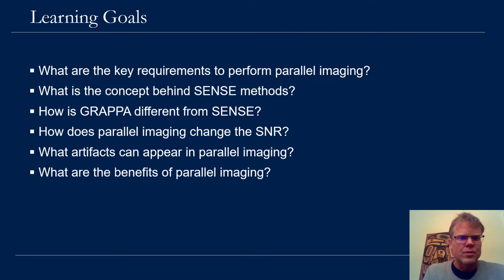So here are the learning goals for this chapter. We're going to go through what the key requirements are to perform parallel imaging, what the concept is behind these so-called SENSE methods, how the so-called GRAPPA methods differ from SENSE, how parallel imaging changes the SNR, what artifacts can appear in parallel imaging, and what the benefits of parallel imaging are.